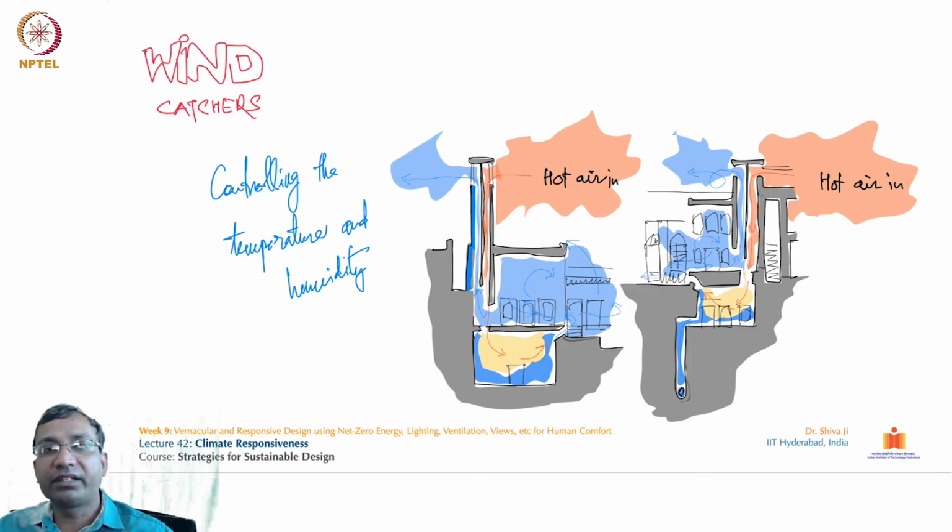Even India had some of these examples from dry and arid regions, and several such examples are found from the other hot and dry regions from the Gulf area and other countries. So these are called wind catchers, sometimes they are called breeze walls, so this is the phenomenon of how they work.